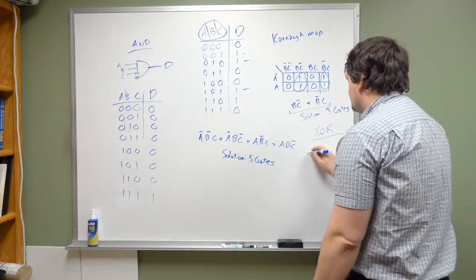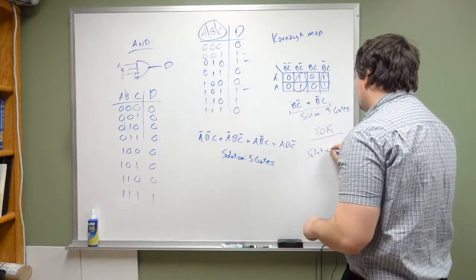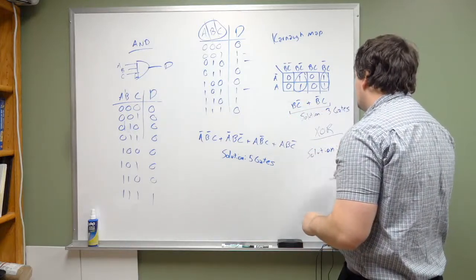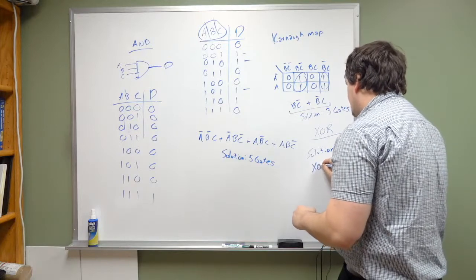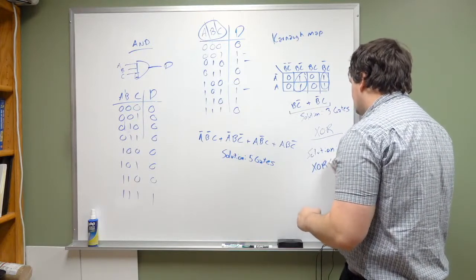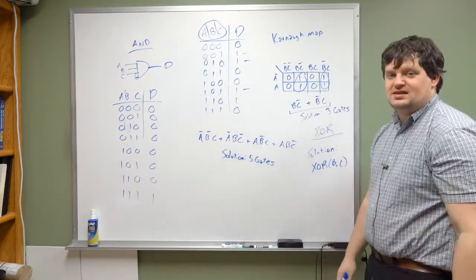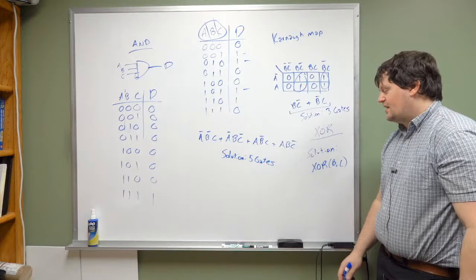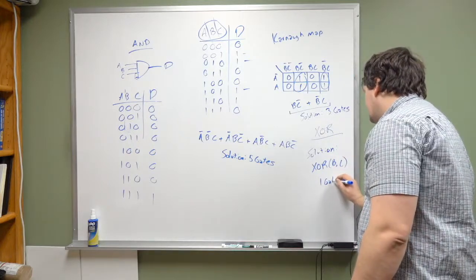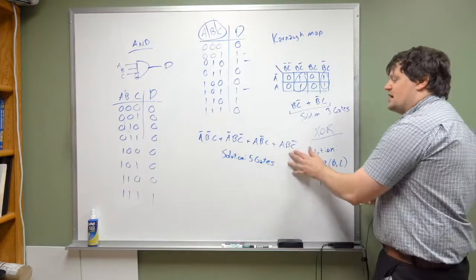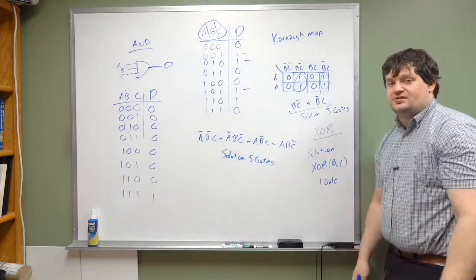And then your solution to this problem is A XOR B and C. So you would take B and C into an XOR gate, and then your solution now is one gate. So yes, you can do it this way. This is valid, but we can reduce this all the way down to one gate.